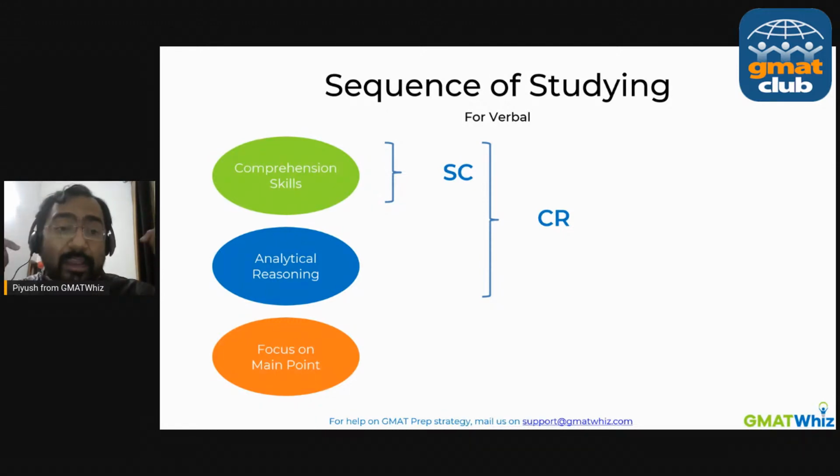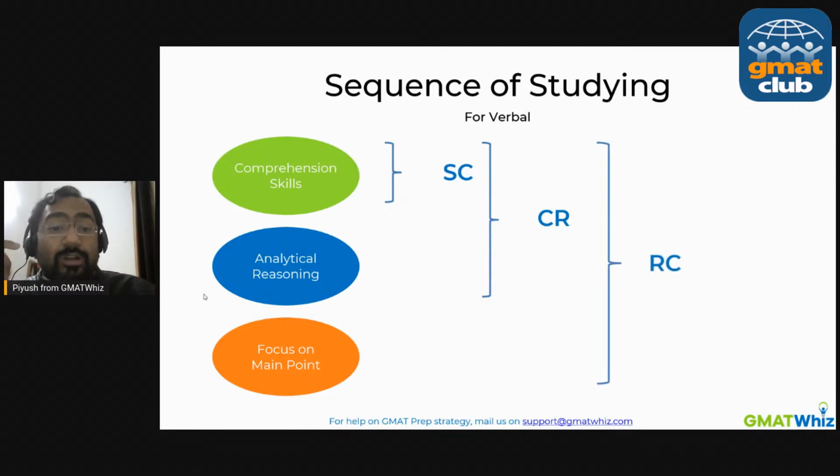There is an argument. So you don't have to just understand individual sentences. You have to relate the meaning of one sentence to another and understand if all of it is making sense or not. So it's very important to build the analytical reasoning skill. Then in RC, you don't have to just go through comprehension and analytical reasoning. You also have to focus on the main idea of the passage. What is the author really trying to communicate?